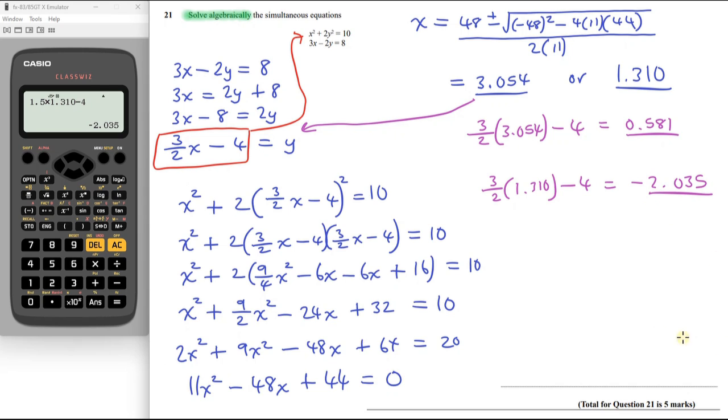So now we just need to make sure we match these up. So we can say x is equal to 3.054, and y is equal to this one. This was the y that corresponded with this x value, so 0.581, or x is equal to 1.310 and y is equal to negative 2.035. So these are our two solutions.